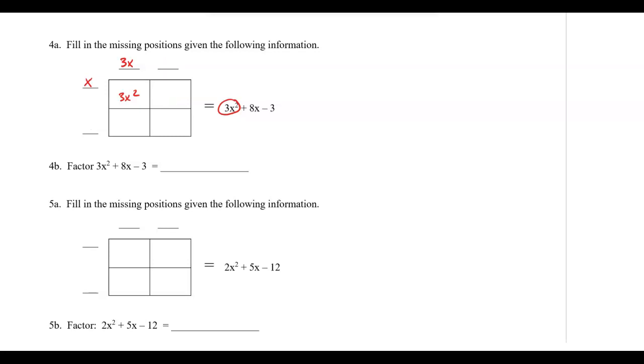So let's try this. Minus 1 here, plus 3 here. Does this work? 3 times x is 3x. 3 times negative 1, negative 3x. Do these add up to 8x? Nope. So now we have to move on again.